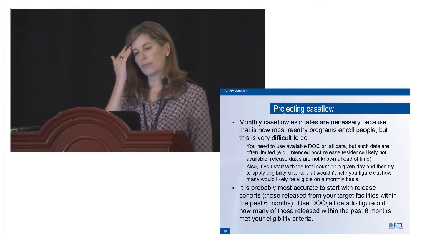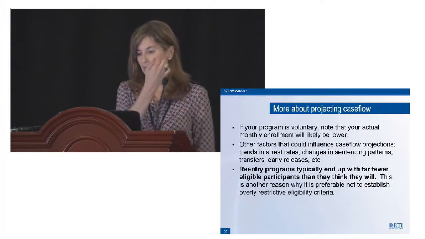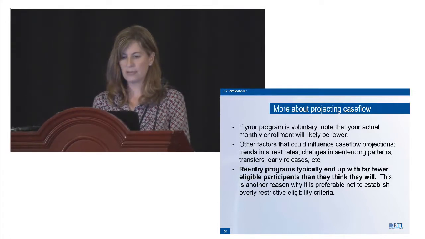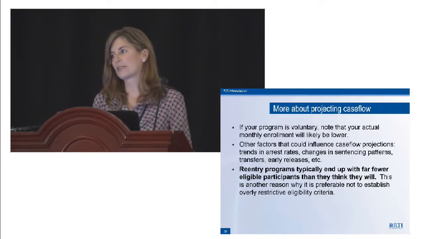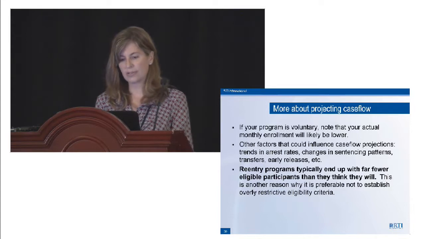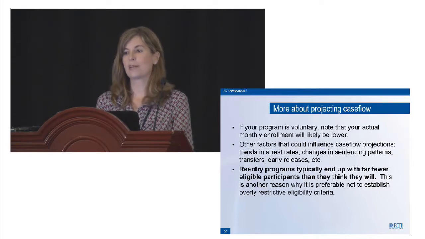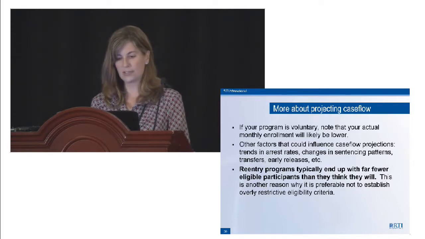And then, of course, if your program is voluntary, you would have to factor in the fact that not everyone who's eligible is going to agree to be in the program. And then there are other factors that could influence case flow as well. So I realize this is a very difficult process, but it's important to try to project case flow as accurately as possible using available administrative data.